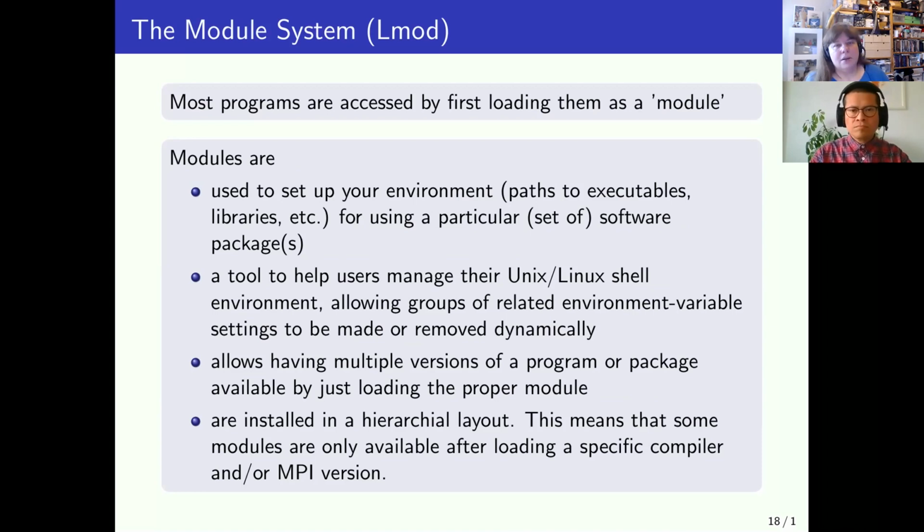So what is the module system? The module system is what HPC2N and actually most of the HPC centers in Sweden are using to access software. They are used to set up the environment paths for the executables, libraries, etc., for particular sets of software packages. And it means that you can easily load everything for a specific type of software and then remove it again, even if there are different versions of it. For instance, if you are loading libraries and compilers of a specific version of either Intel or GCC or something like that, and they will all be available, but you load them one at a time. They are installed hierarchically. That means that some of these modules will only be available after you have loaded a specific compiler and or MPI version.